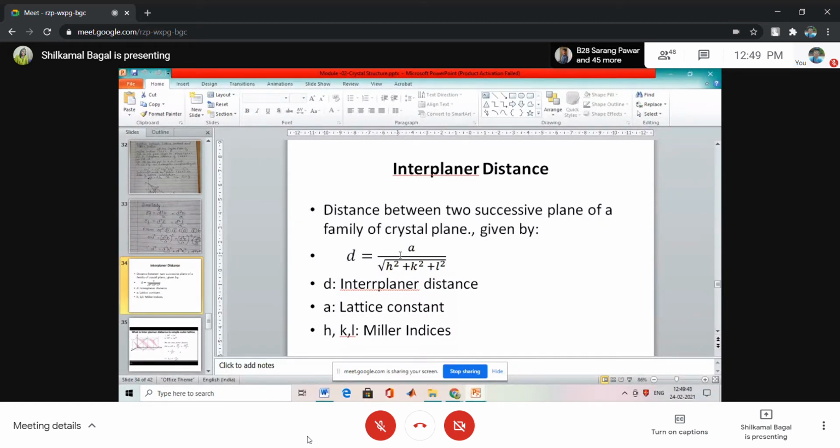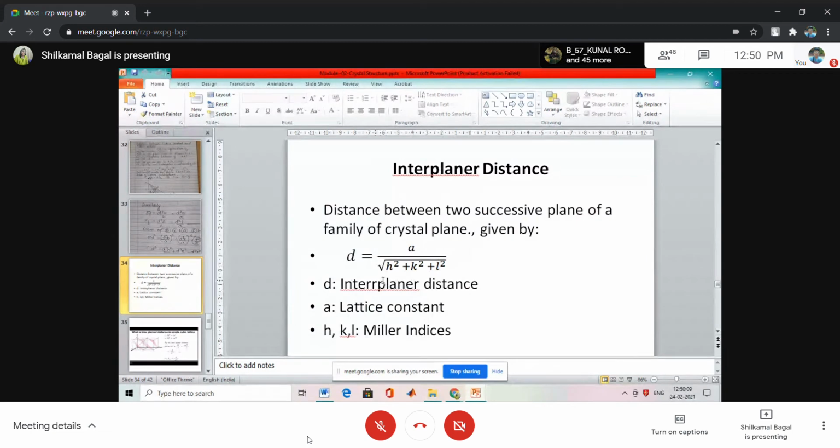a is the lattice constant, that is in case of cubic crystal it is the edge of unit cell. h, k, l are the Miller indices of the crystal plane. Then these three parameters are related to each other by this relation. d is equal to a upon root h square plus k square plus l square.